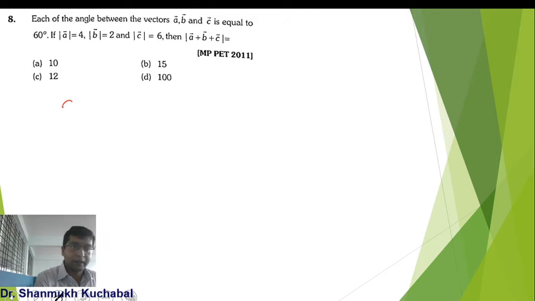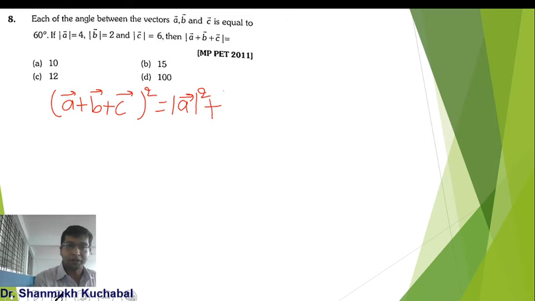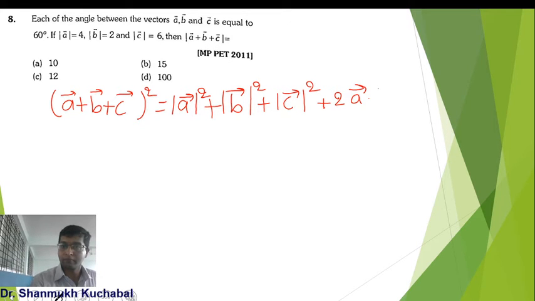So it is A plus B plus C whole square equal to A square plus B square plus C square plus 2AB plus 2BC plus 2CA.